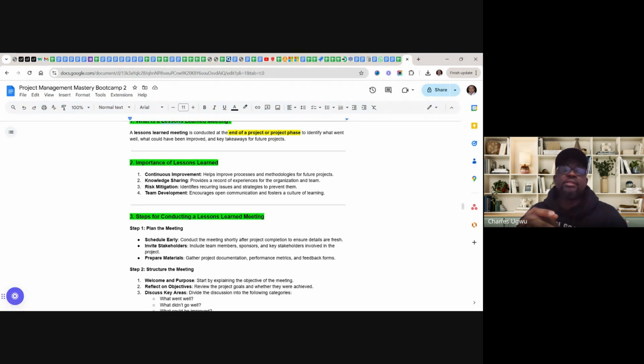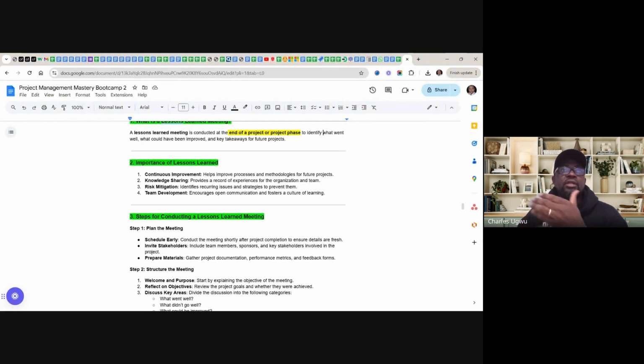Continuous improvement is very, very important. It helps improve processes and methodologies for future projects. You know, our projects need to get better. The way we manage projects, as professionals, we need to get better. As you that have started your journey as a project manager, it is a continuous improvement. You continue to improve on yourself to get better.